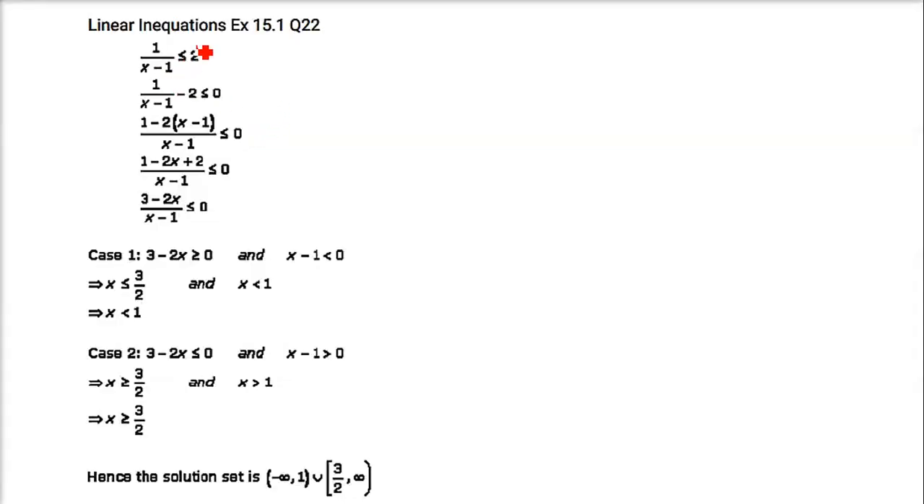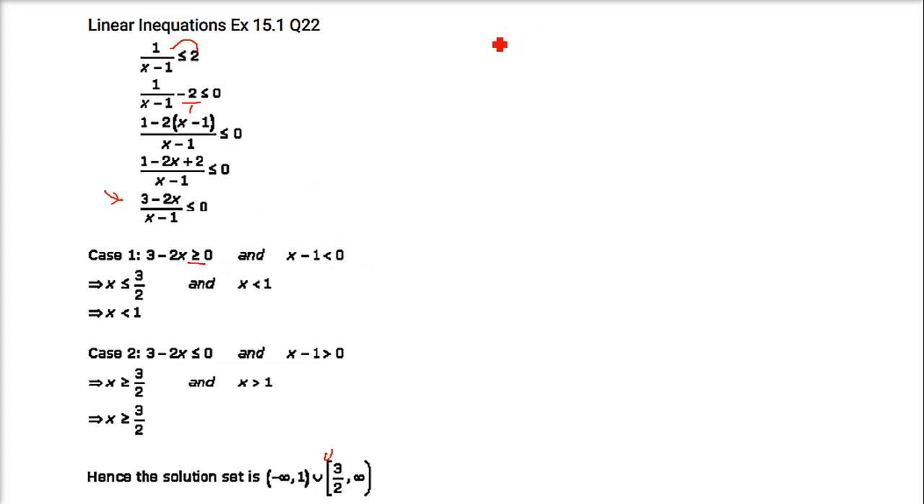Next one, again, same thing. We bring 2 here. Now 1 minus 2 into x minus 1 by x minus 1. We solve it. We get 3 minus 2x by x minus 1 less than or equal to 0. So now here we'll use the square bracket. I'll show you how. It is less than or equal to 0, that means either this is greater than or equal to 0.